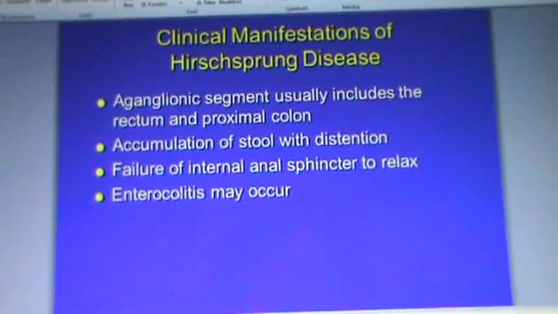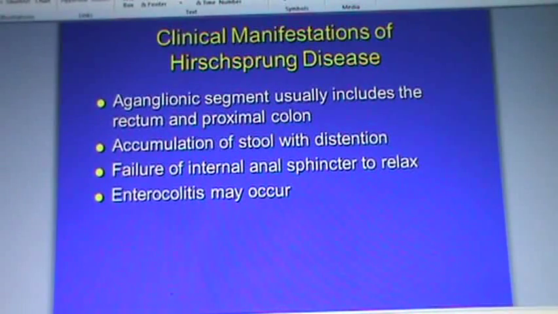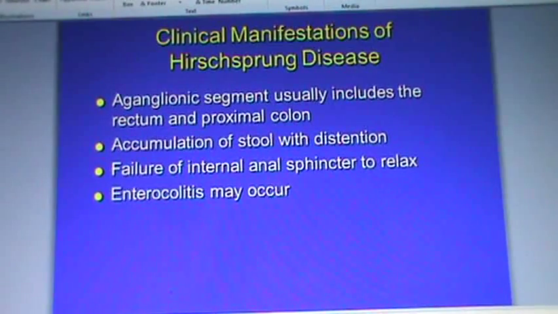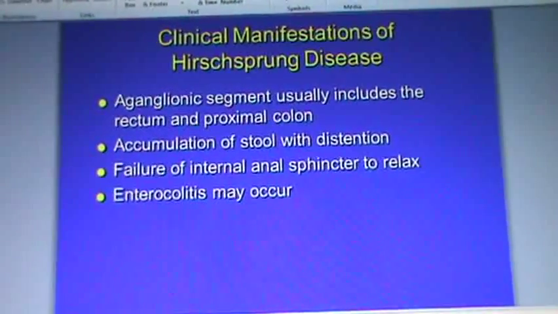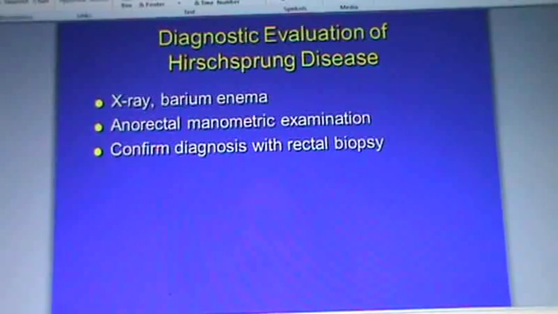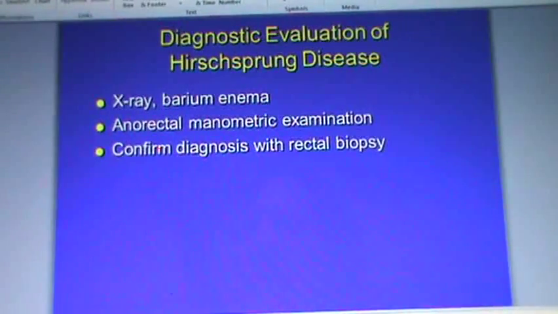Usually includes the rectum and the proximal colon. The accumulation of stool will cause distension. Failure of the internal anal sphincter to relax. Enterocolitis may occur. What's enterocolitis? What's colitis? You find it on X-ray with a barium enema, anorectal manometric examination, and confirmed diagnosis with rectal biopsy.